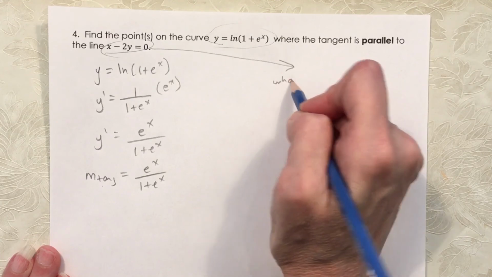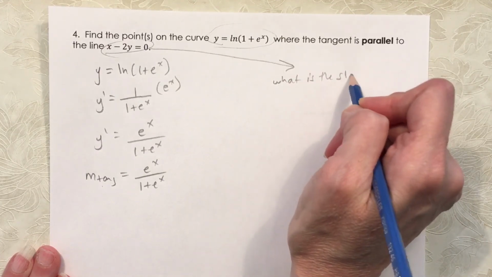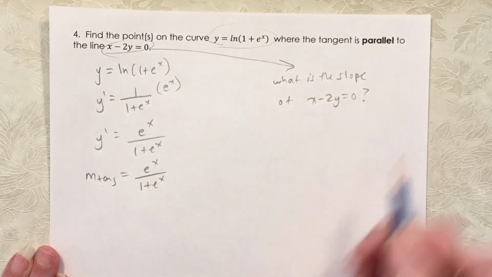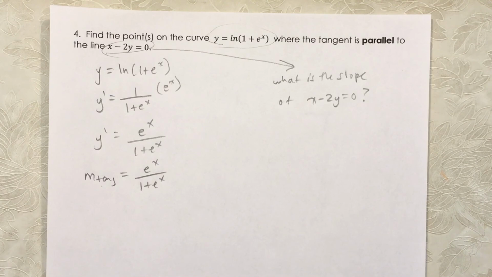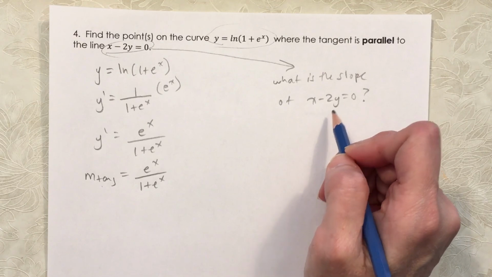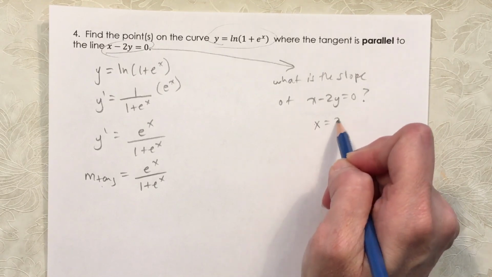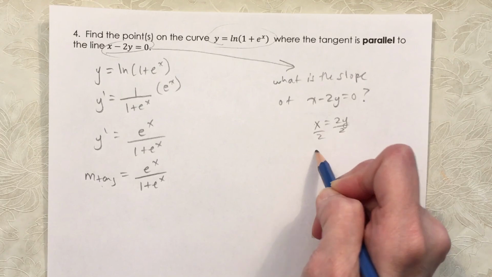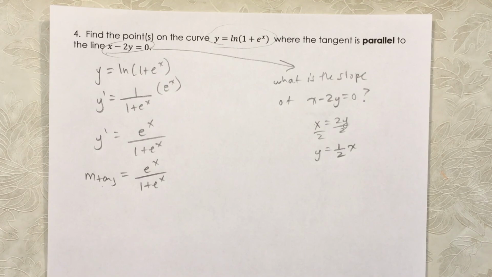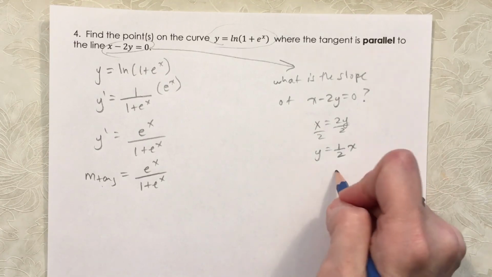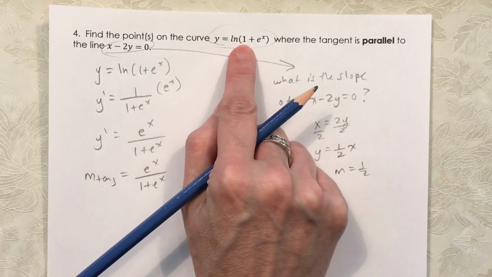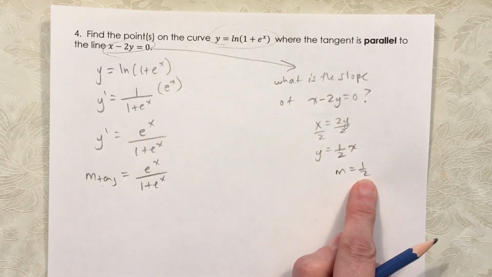Well, what is the slope of x minus 2y equals 0? So there's a couple ways to do that. You could do it by putting it into the form y equals mx plus b. So that's going to involve adding 2y to both sides, dividing both sides by 2. So we get y equals, make the slope number jump out in front, a half x, so m is a half. So in other words, it's asking us where on this curve is the slope of the tangent 1/2?